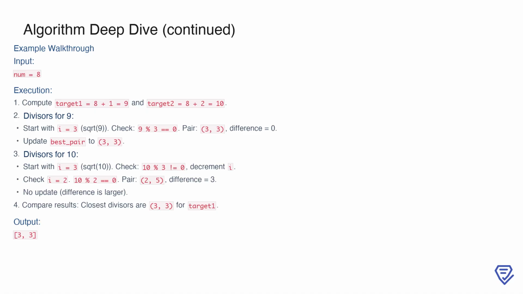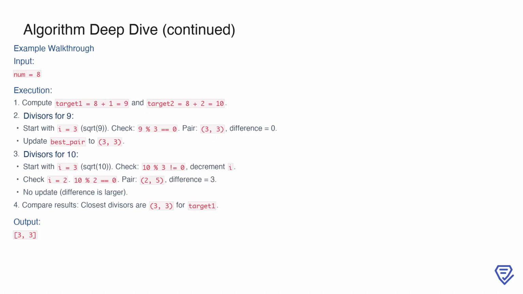Starting with target 1, we check its divisors. The square root of 9 is 3, so we begin with i equals 3. Since 9 % 3 equals 0, we find the pair 3, 3, with a difference of 0. This becomes our current best pair.